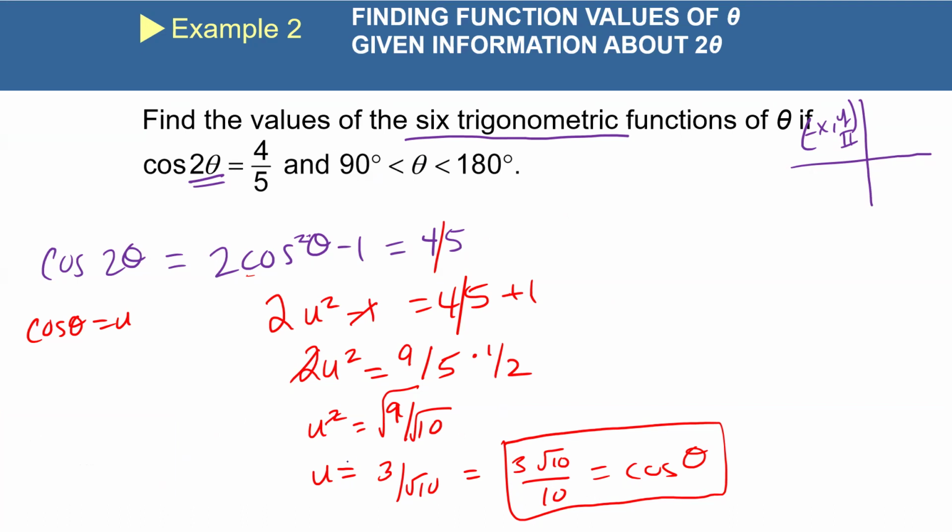Okay, it's not that bad because right here, remember this 3 square root of 10? This is already telling us our x and our r, because cosine is x over r. And so what do I need to do to find my y?